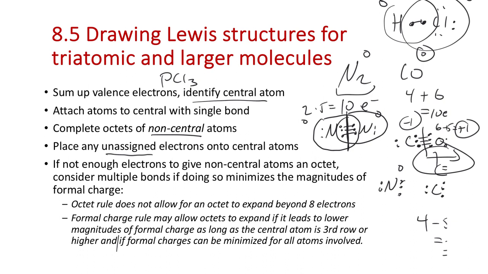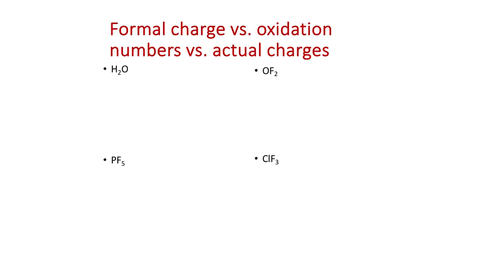What we want to do is reduce the magnitudes of formal charge. The octet rule would say we can't expand an octet past 8 electrons. That's the octet rule. There's a way of thinking of a formal charge rule of minimizing magnitudes of formal charge. So the formal charge rule would say that we may be allowed to expand an octet if it leads to lower magnitudes of formal charge, as long as the central atoms are in the 3rd row or higher in the periodic table. We'll see some examples of this as we continue, but the idea will be 2nd row atoms, like say nitrogen. Nitrogen cannot expand its octet. Nitrogen can have a maximum of 8 electrons. It can't have 10. We'll see a consequence and example of that once we get through a couple examples.